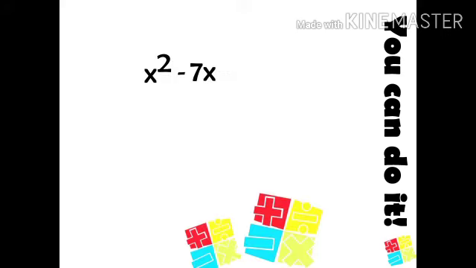Now, let's answer the question. x squared minus 7x plus 12. The terms I thought of are (x - 3)(x - 4). 3 and 4 are the factors that if we multiply, it will become positive 12, and if we add them, it will become 7x.